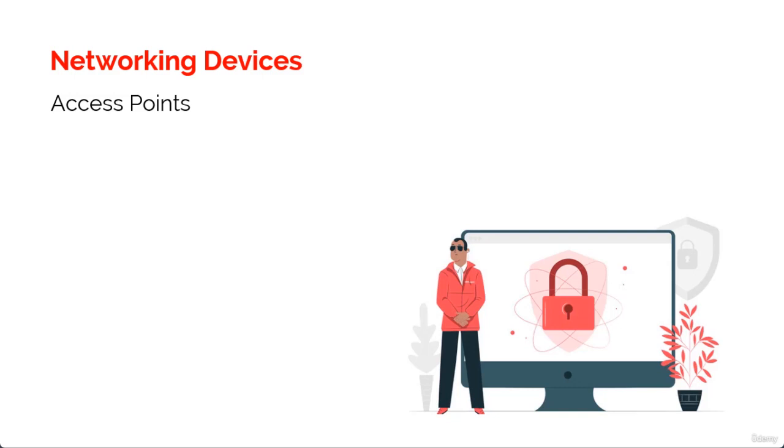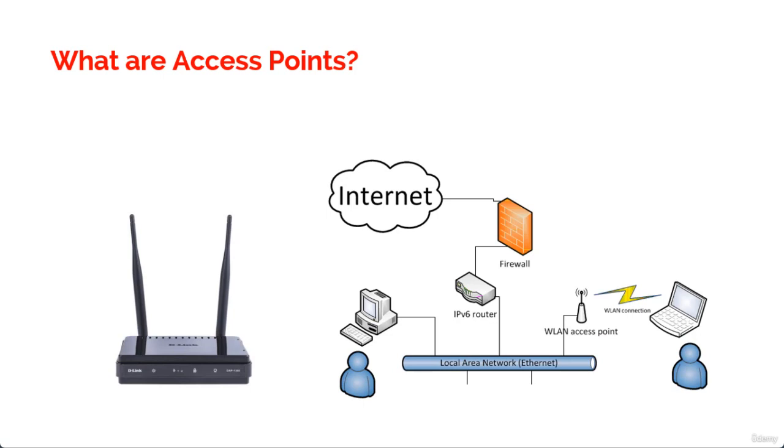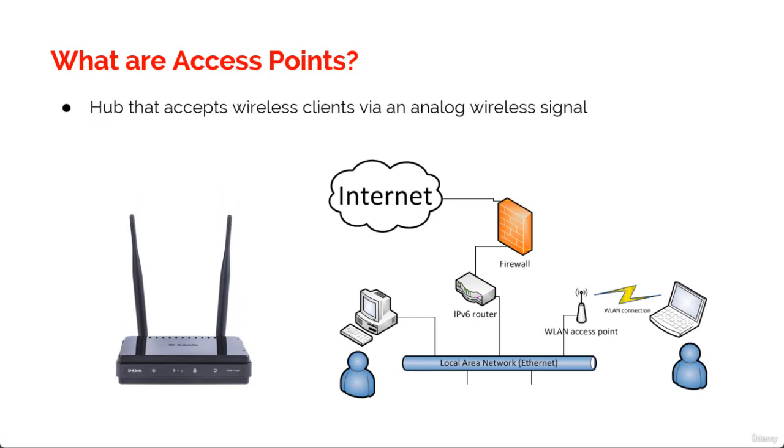So let us learn something about access points. Before we move ahead with this lecture, I would like to tell you that I'll be covering access points (APs) in depth in chapter 12 of Security in Networks, but I'll introduce them here. Understand that an access point, commonly called an AP, is just a hub that accepts wireless clients via analog wireless signals, and they access at layer 2, that is the data link layer.